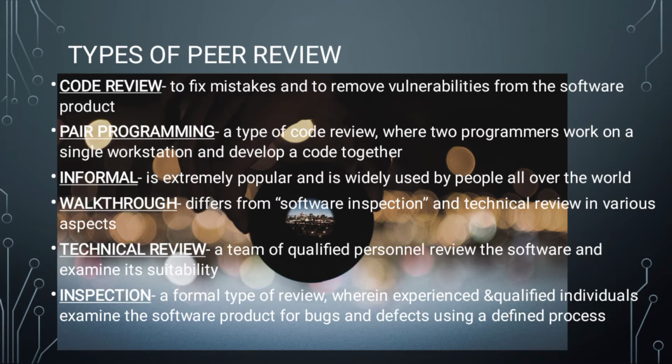Next is the inspection. This is a formal type of peer review wherein experienced and qualified individuals examine the software product for bugs and defects using a defined process. Inspection also helps the author improve the quality of the software.